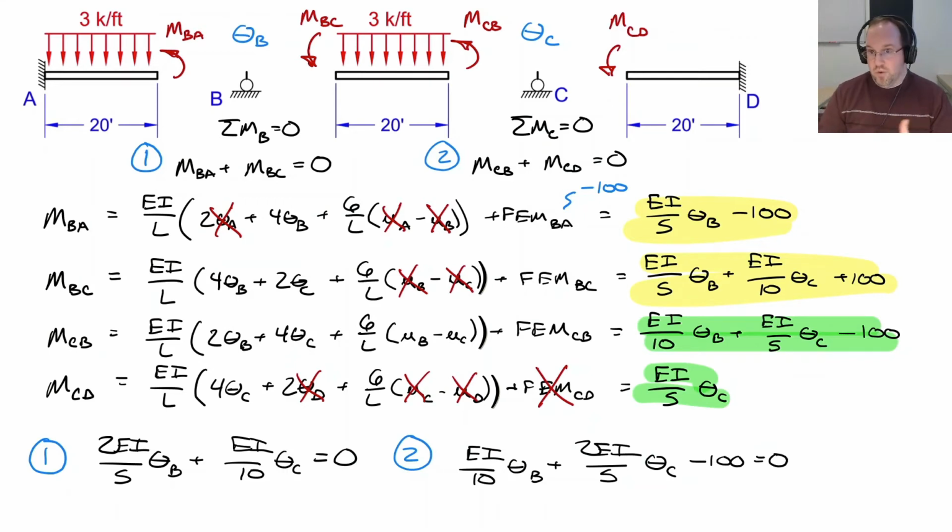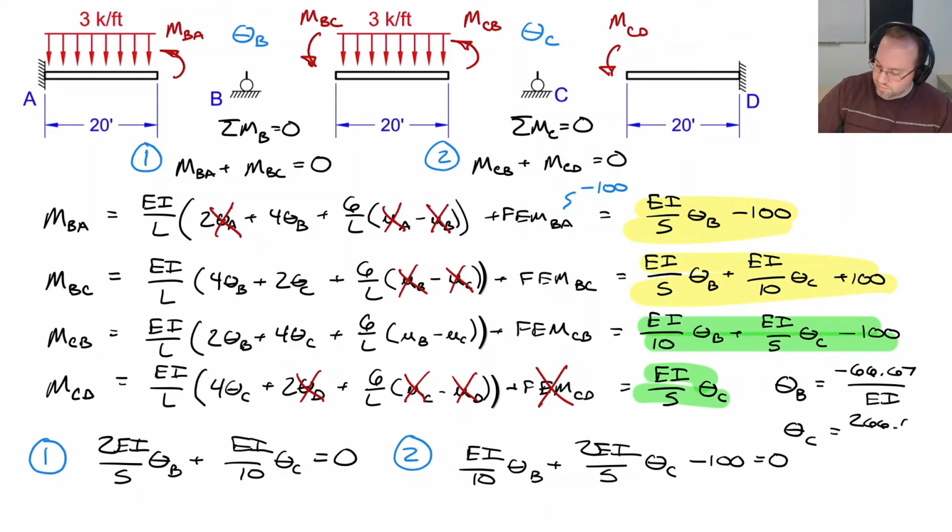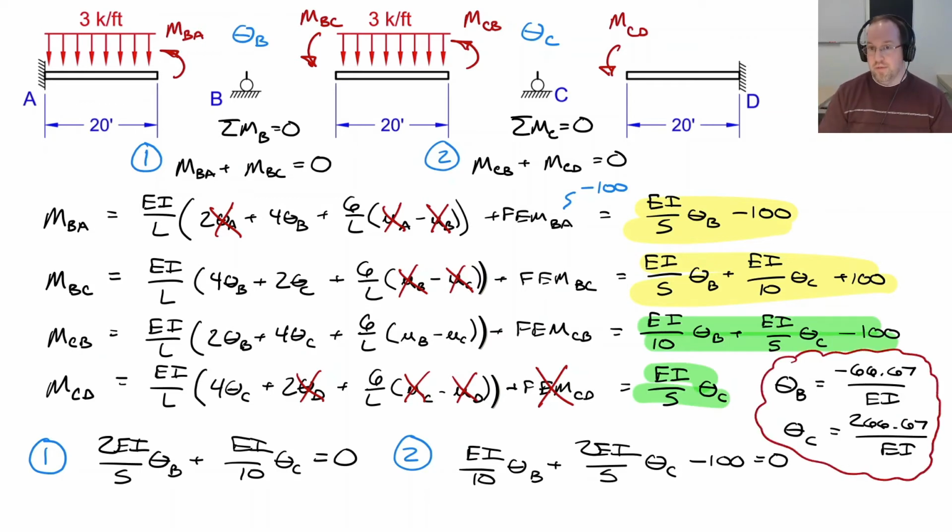So now I have 2 equations. I have 2 unknowns, which is theta B and theta C. So I can solve for those 2. And theta B is going to be negative 66.67 divided by EI. And theta C is a positive 266.67 divided by EI. Now we'll take those 2 rotations that I just found, and we'll use that to find all of my moments and all of my forces.